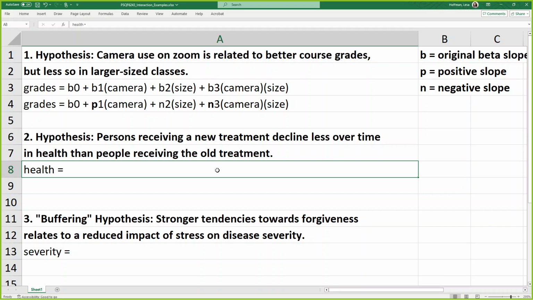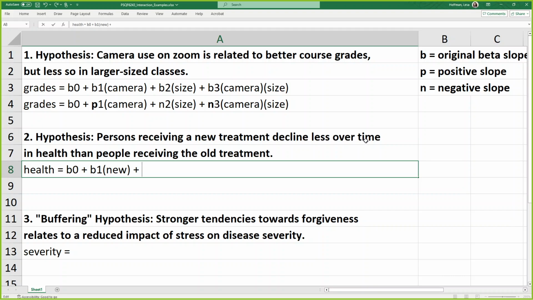Okay. Want to do another one? Sure. Why not? The hypothesis is that persons who are receiving a new treatment relative to an old treatment decline less over time in health than people receiving the old treatment. So think of this as a context of preventing further disability or disease. We start with B0. Then we would have beta 1 for whether they are in new or old. So that would be dichotomous also, like we do with the camera? Yep, we can do dichotomous.